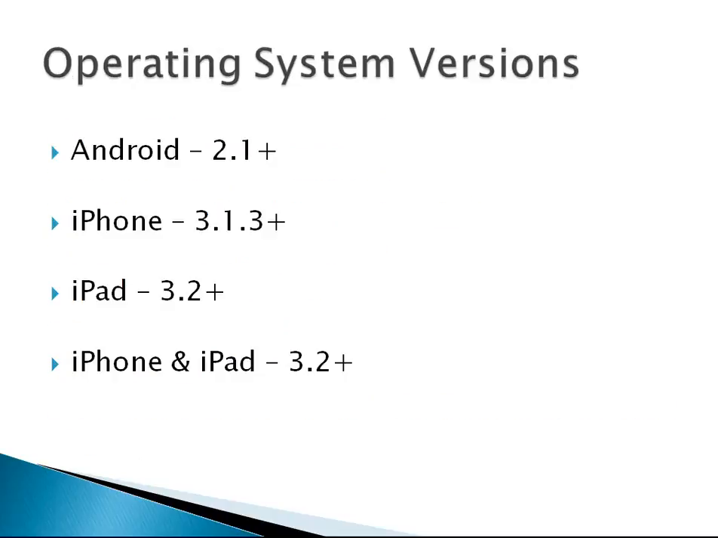So here are the operating system versions that you can submit for. There's Android 2.1 and up, iPhone 3.1.3 and up, iPad 3.2 and up, and then iPhone and iPad 3.2 and up. So if you're developing an iOS app, you can choose from any of these. You can have just the iPhone, just the iPad, or both.